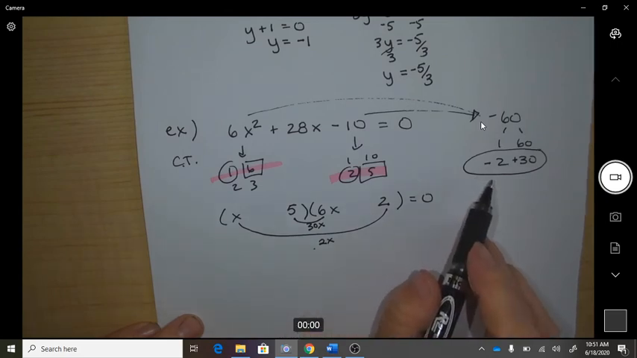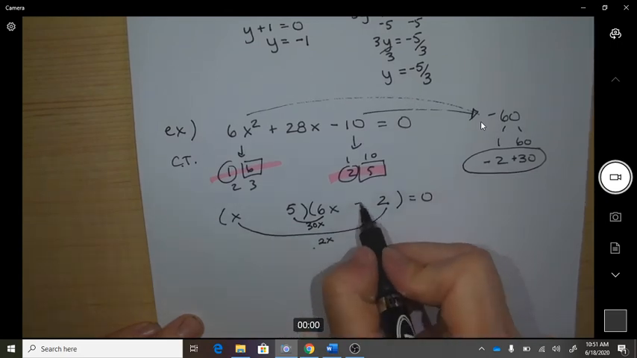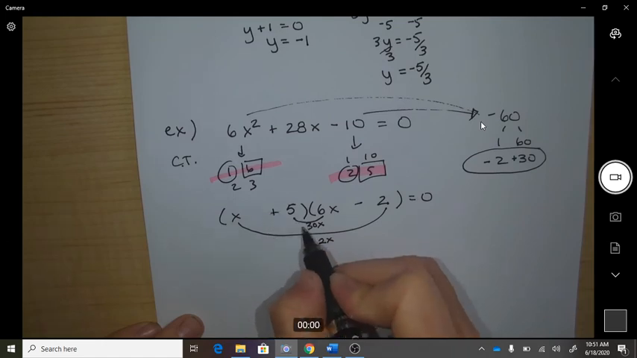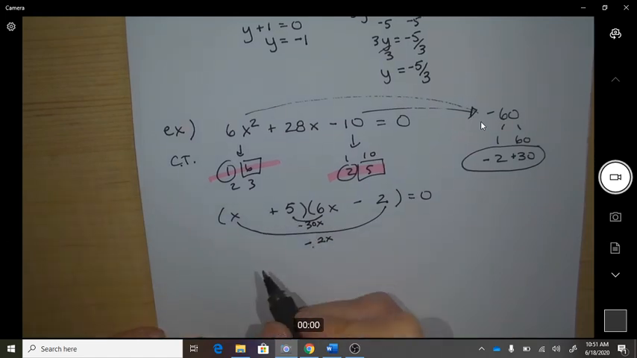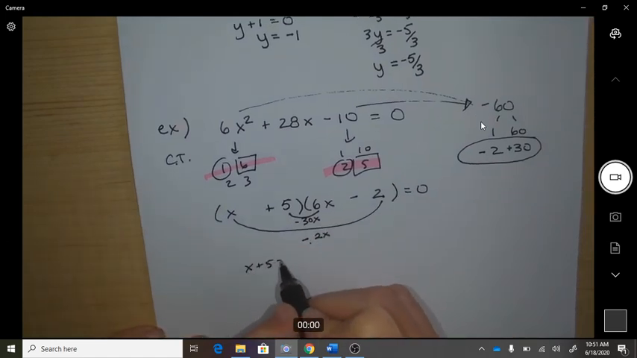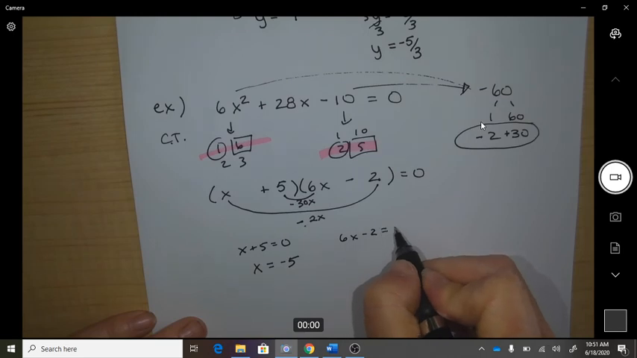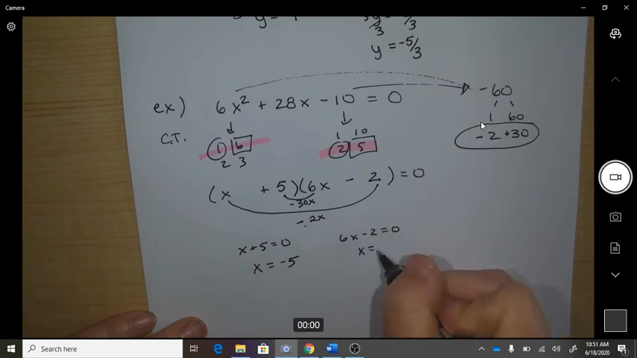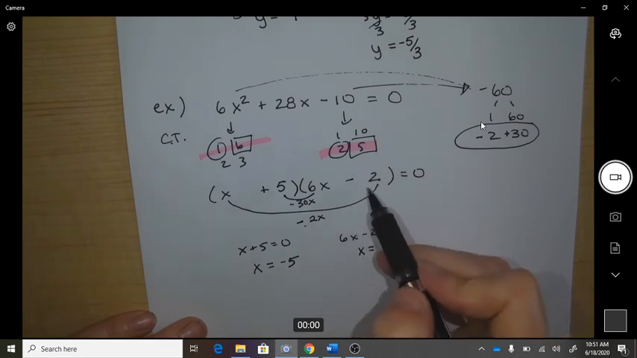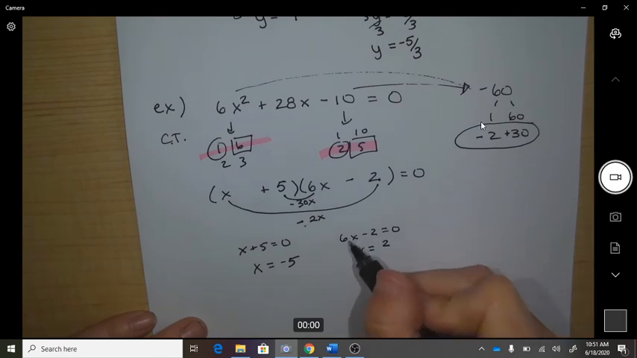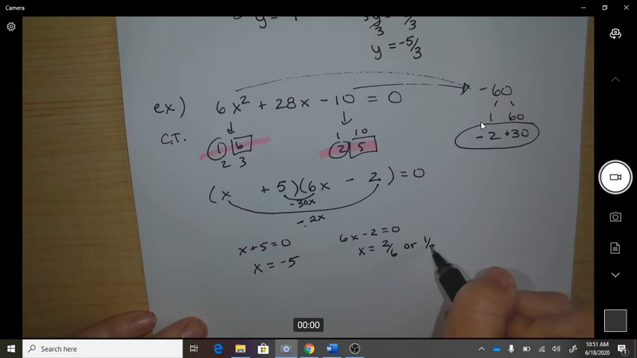And looking at my negative positive criteria, I want this to be negative and this to be positive. So if I want that bracket to be 0, x would be negative 5. And if I want this bracket to be 0, x would have to be, so take the opposite, so positive 2 divided by 6. Or that could just reduce, divide both by 2, 1/3.